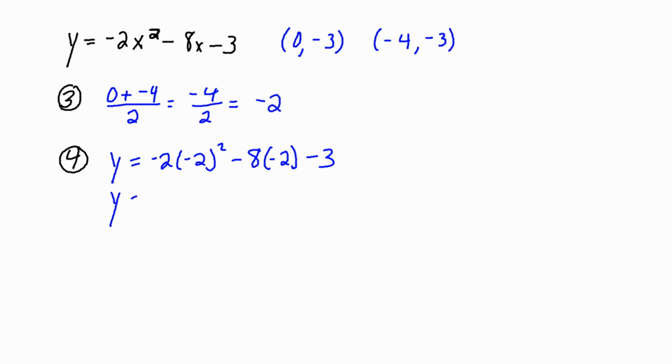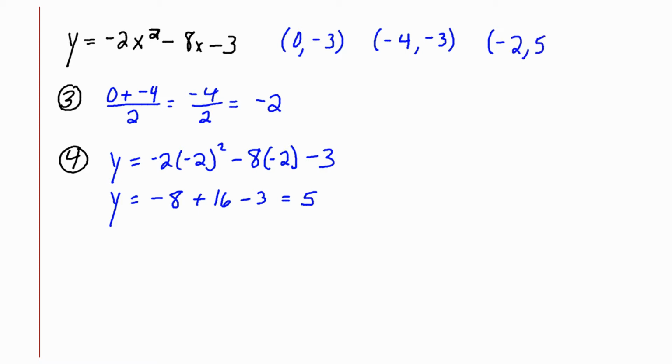So y equals negative 2 squared is 4. 4 times negative 2 is negative 8. Minus 8 times negative 2 is a positive 16, minus 3, which equals 5. So my last ordered pair is negative 2, 5.